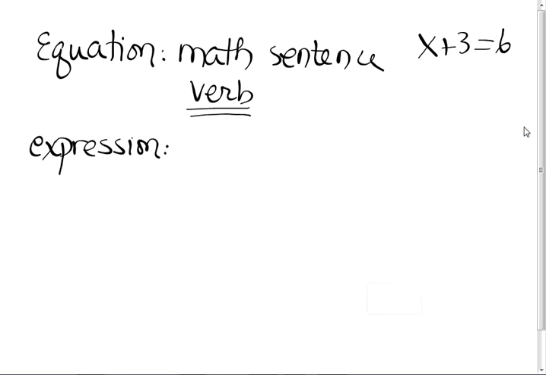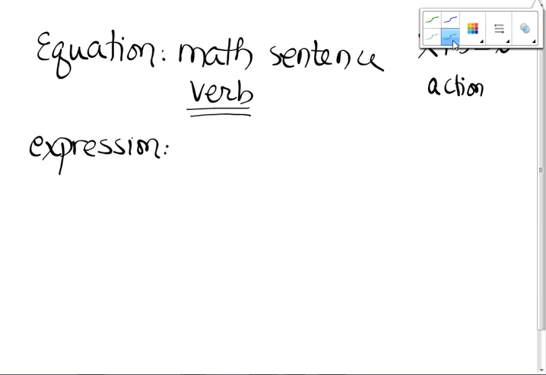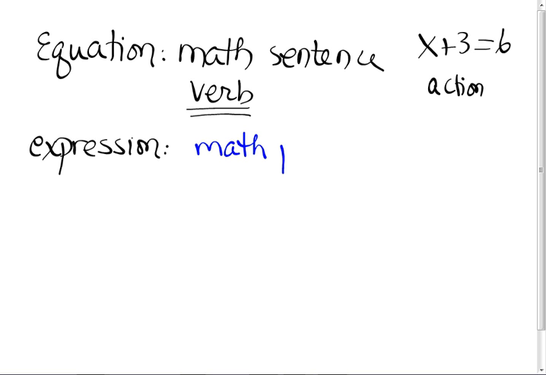An equation is a math sentence. It has a verb, it has some action. An expression is a math phrase, like x plus 3. Nothing's happening, it's just a phrase.